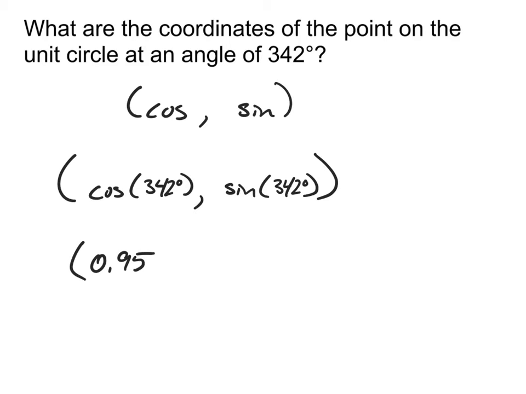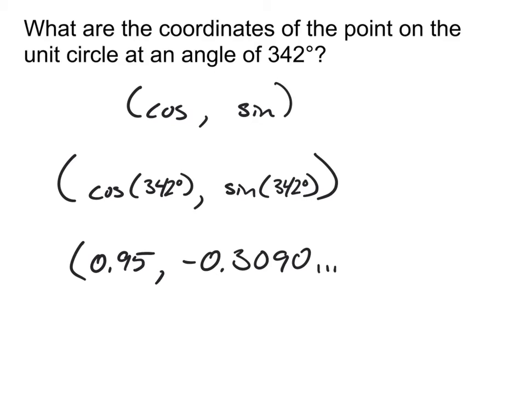All right, so then I'm going to do the same thing with the sine. So I'm going to do the sine of 342 degrees, and that one ends up giving me a negative number. Yes, that's okay for it to give me a negative number. So it gives me negative 0.3090 and so on, right?